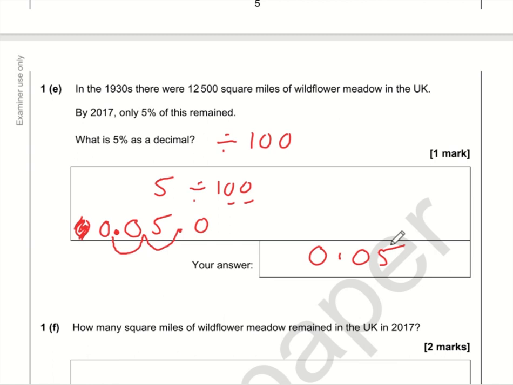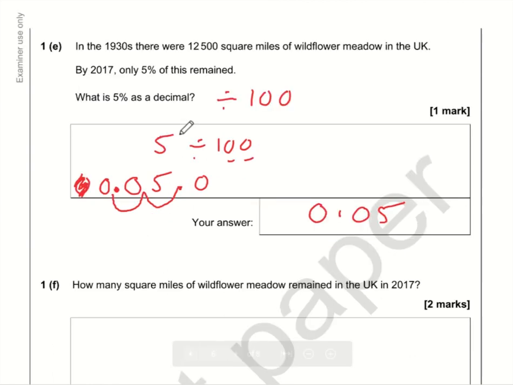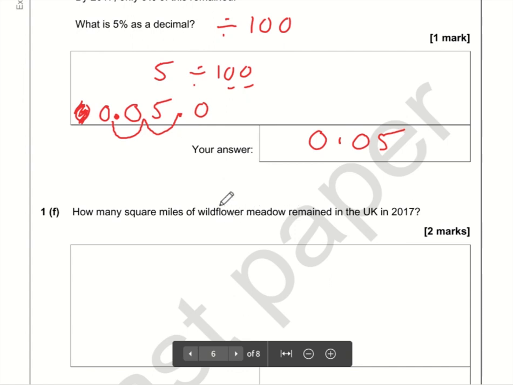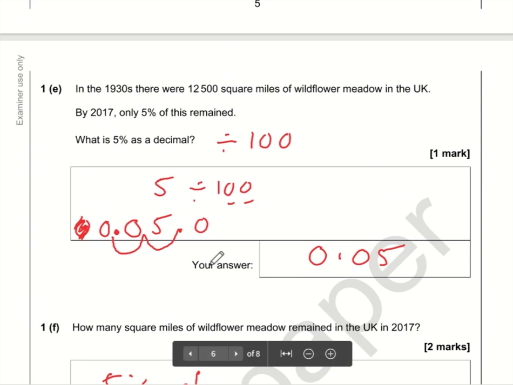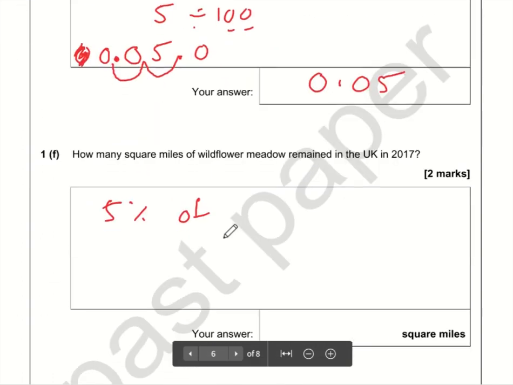Okay, so how many square miles of wildflower meadow remained in the UK in 2017? I've not really read a lot of these questions thoroughly. I've just focused on the actual maths we need to do. So we know that in the 1930s there was 12,500 and now there's only 5%. So all we need to do is work out 5% of, what was the figure? It was 12,500.